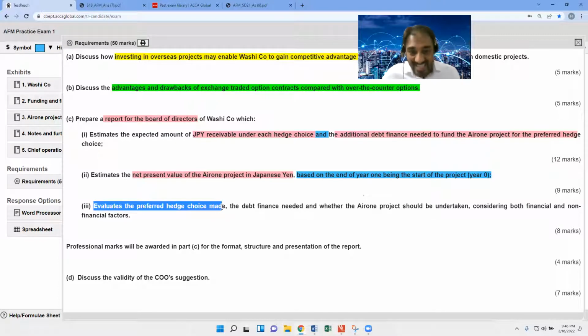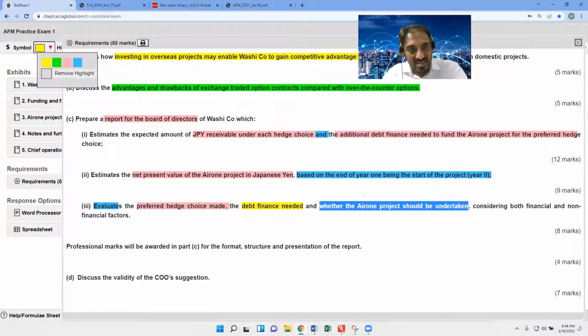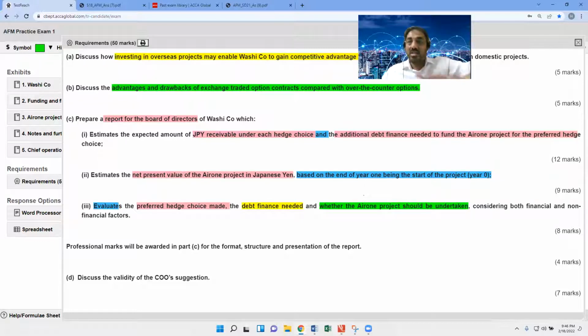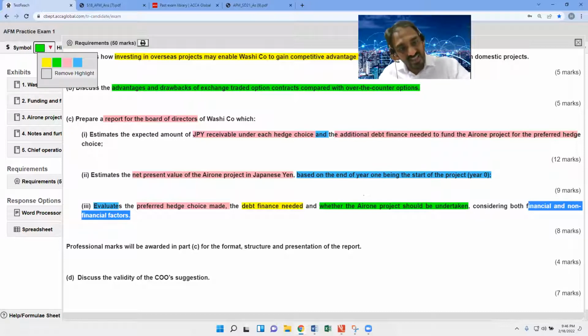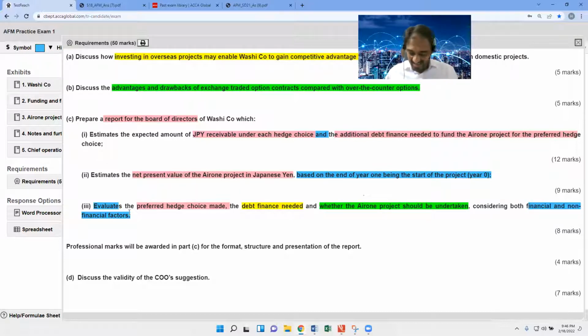Evaluate the preferred hedge choice. Okay, this is evaluate. What are the evaluations? Number one, the debt finance needed. Number two, whether the Year 1 project should be undertaken. So if the examiner splits evaluate into three parts, we have to write the answer in three parts. Make a heading, considering both financial and non-financial factors. If the examiner mentions financial and non-financial, then we have to put both.